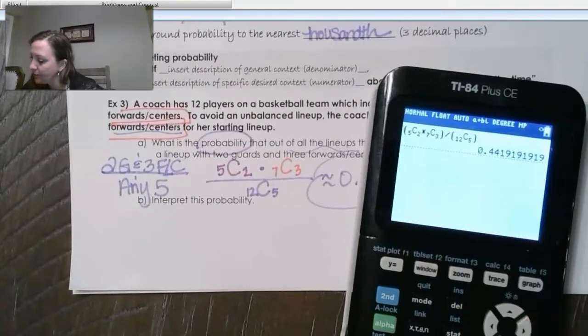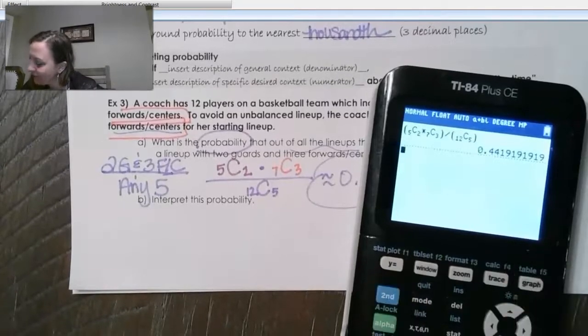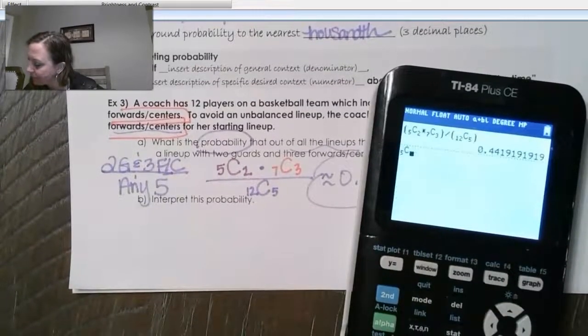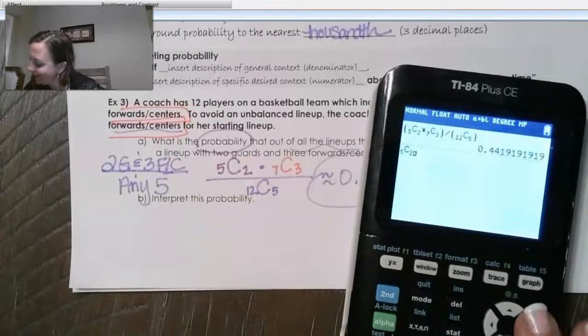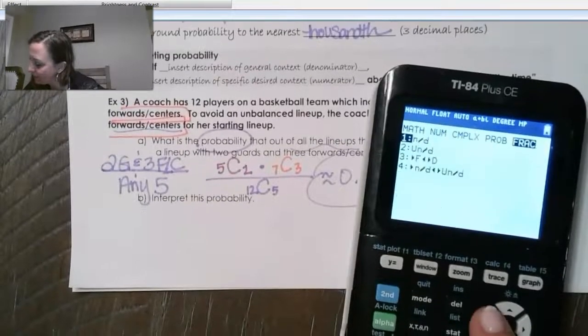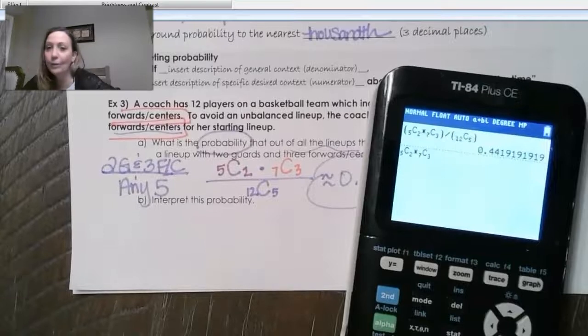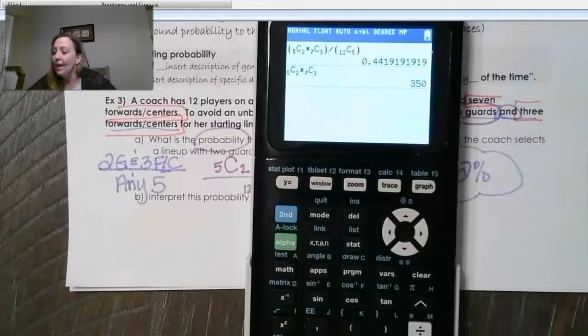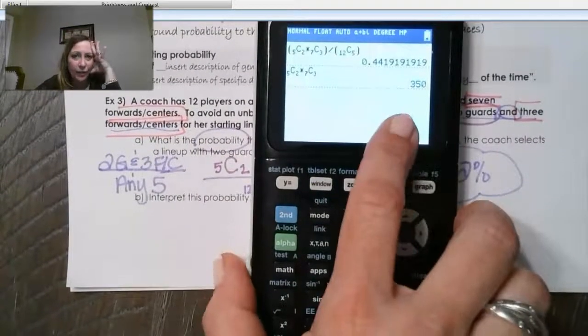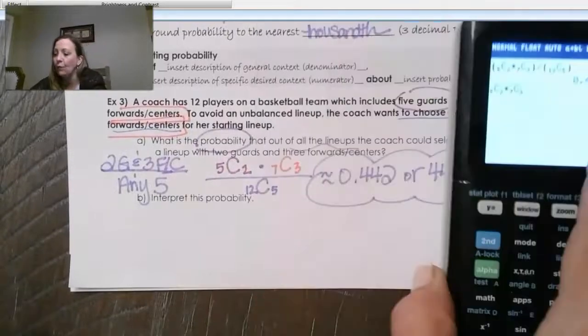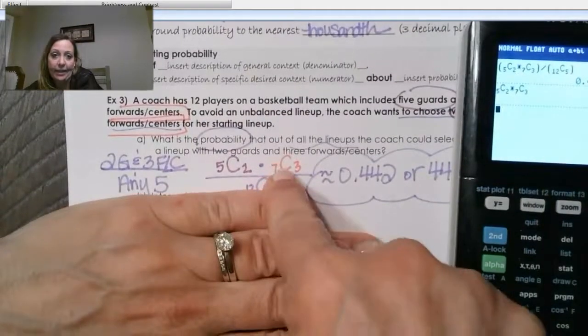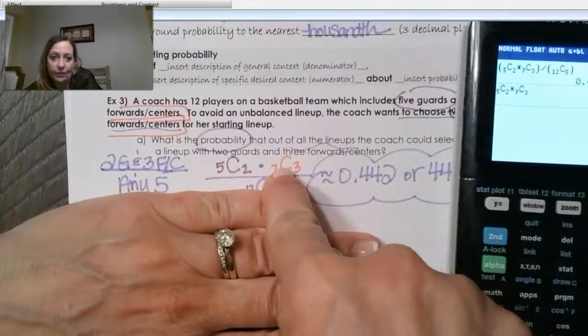Let me just start over. If we just did 5C2 times 7C3, oh my gosh, we would get a number, 350. That doesn't make sense for a probability, you guys, does it? That's the number of ways that you could pick 2 guards and 3 forward centers.